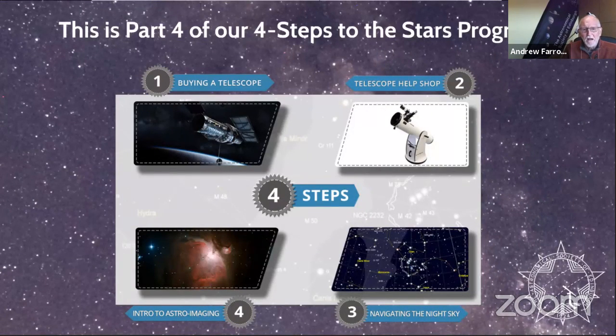Now, this introduction to astro-imaging is the fourth part of our 4 steps program, which we introduced about 18 months ago now. Buying a telescope is an online article that we first put up probably before Christmas 2018 and revised in 2019, and goes through the pros and cons of what you should be looking at when you're buying a telescope.